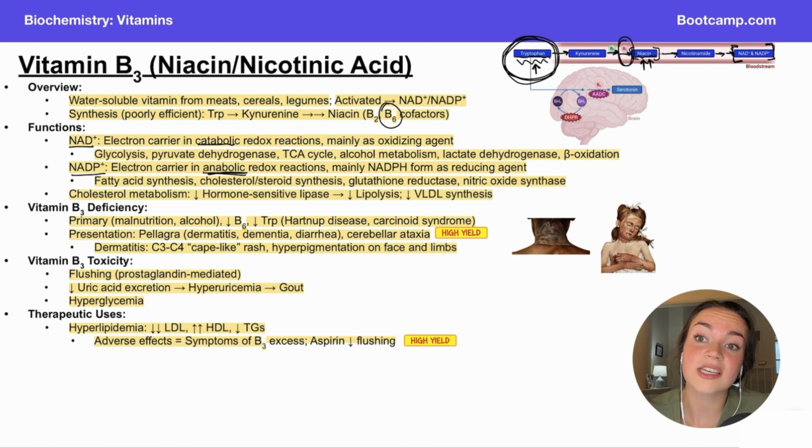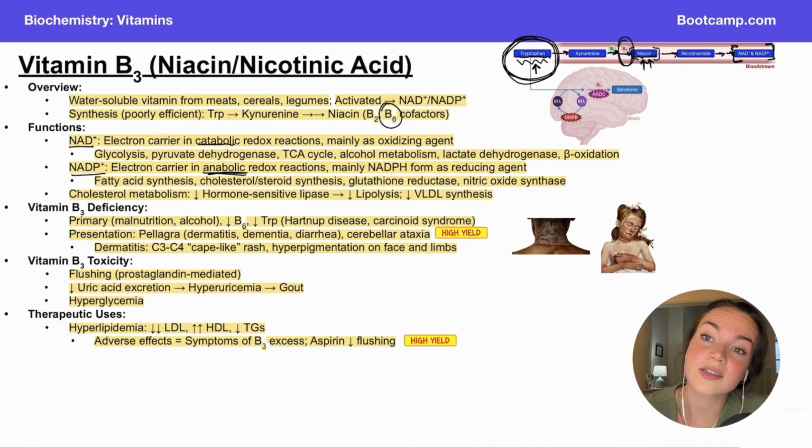Now, like we said, the flushing is prostaglandin mediated. So if you administer aspirin to patients who are suffering from this flushing at the same time that you give the niacin, you can combat the prostaglandin mediated flushing. Because of the effects of aspirin on the prostaglandin pathway, that should help to mitigate that flushing.